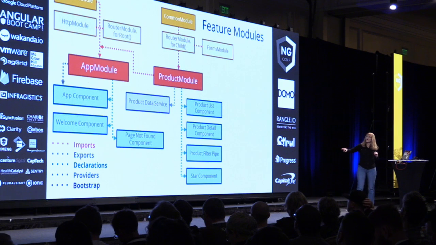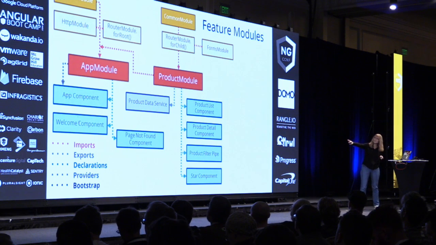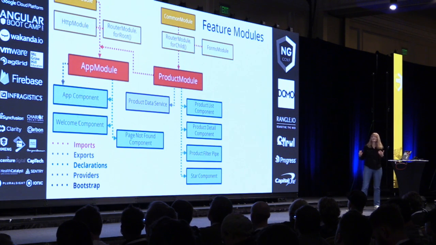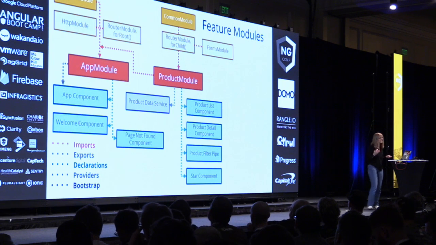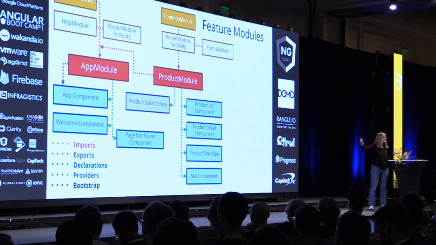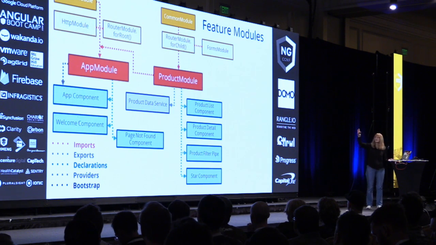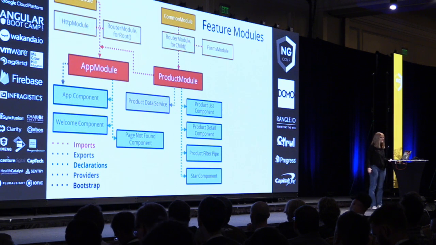The other thing I wanted to mention is the new orange box up there at the top, common module. When I separated out product module, my product list and my product detail components still need some of the capabilities in common module. So what are some of those things? Product list has an ng-if and an ng-for. Product detail has an ng-if. Those are provided from common module.